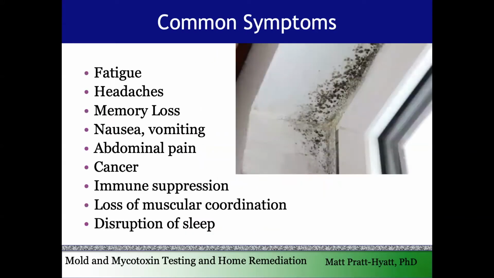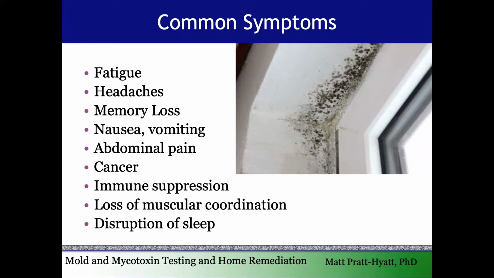So this is not an all-encompassing list of symptoms, but these are some of the ones that I see over and over again. Fatigue, that's number one by far. Headaches, very common. Memory loss, you're going to see that a little bit more in the older population, like 60 plus. Nausea, vomiting, not very common. Abdominal pain, that's very common, especially when you get the comorbidity that you get with some type of mycotoxins.